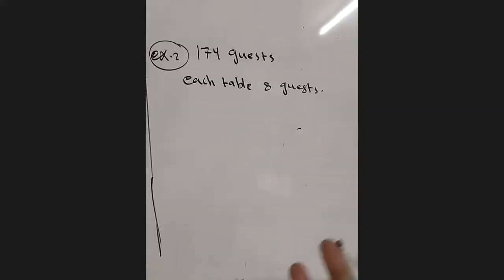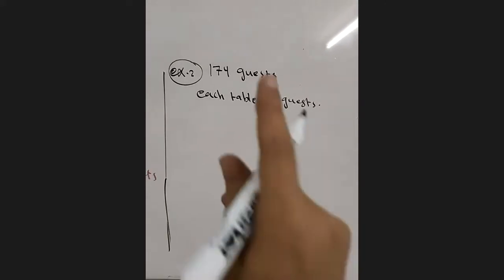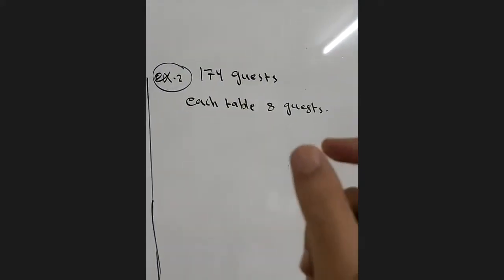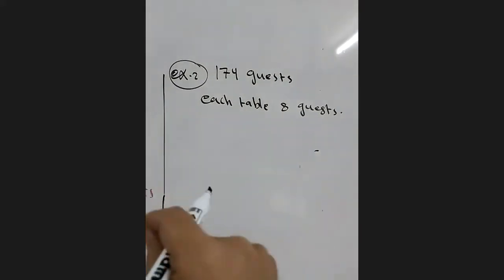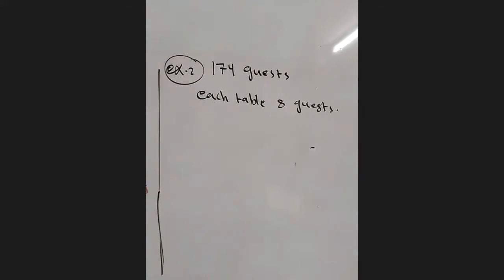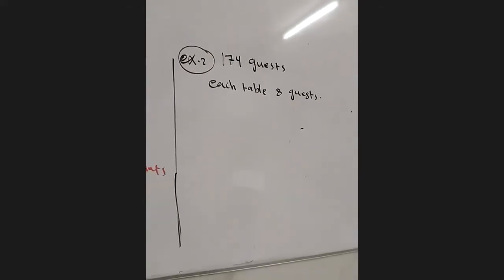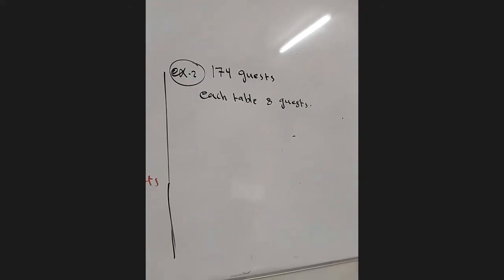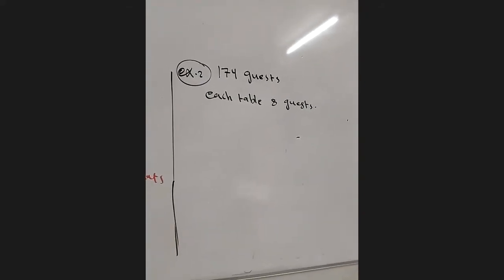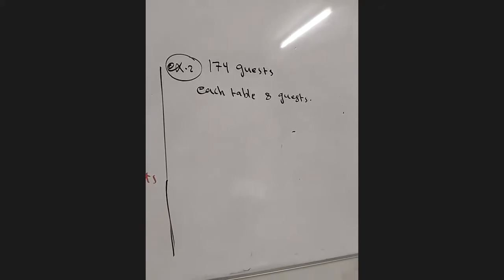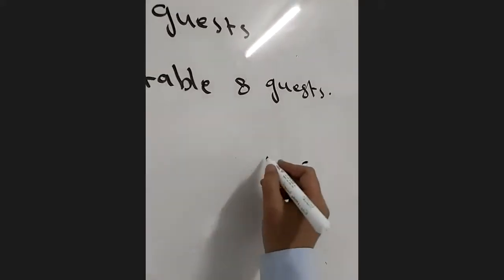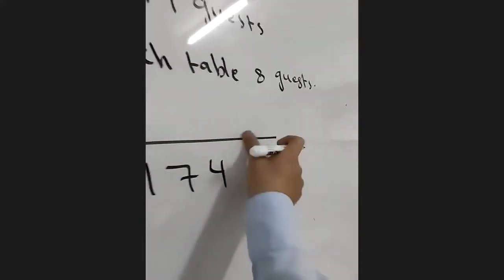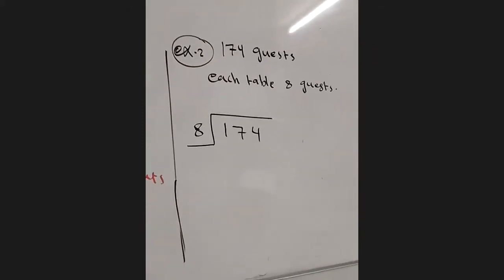Let's assume that we have a party and we have 174 guests, and on each table, the number of guests that can sit is 8. How many tables do we need? What we need to do, Yahya, to know how many tables we need? Divide 174 divided by 8. So we will divide 174, look at the board, guys, by 8 to know how many tables.